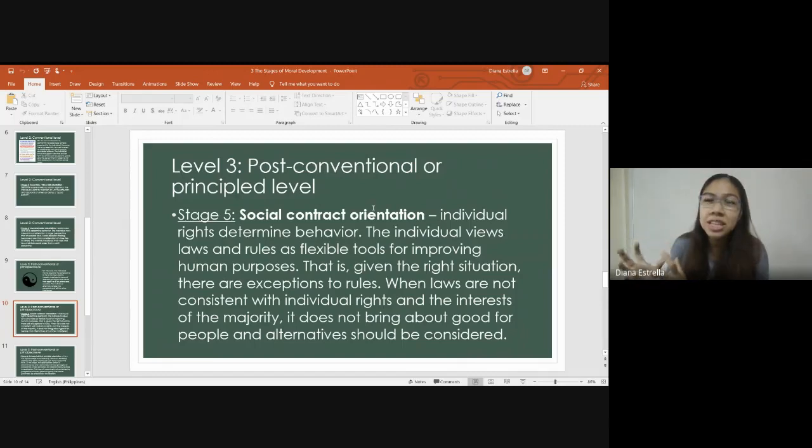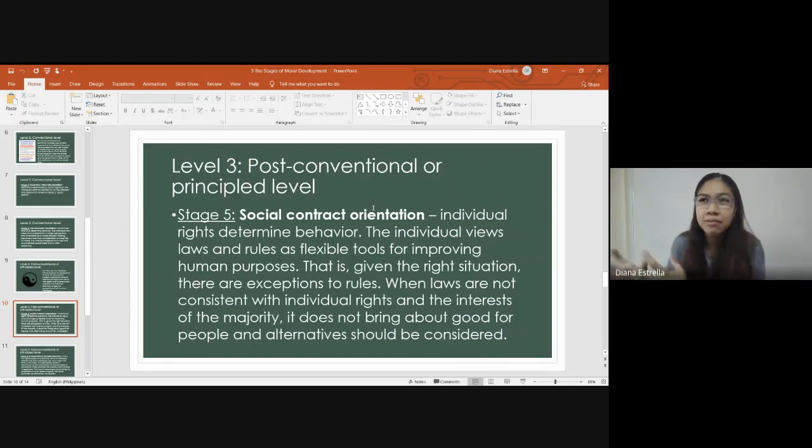justice. So, kaya siya nasa principled level kasi you want to achieve yung principle mo ng justicia, yun yung value ng justicia, yun yung pinanghahawakan mo, not necessarily the law. So, kung nasa stage 4 ka, you would follow the rules, you would follow the law, no, to maintain social order.